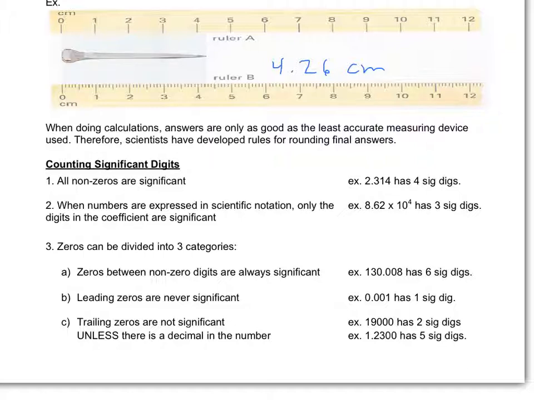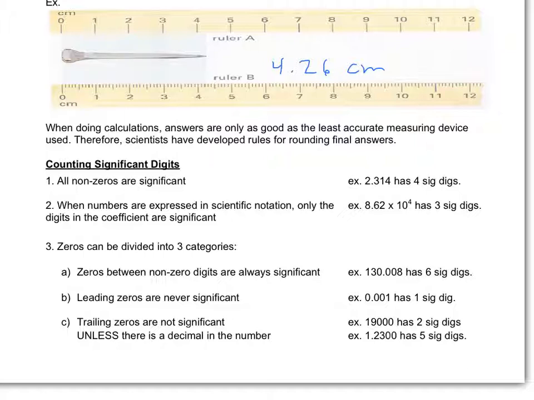Here are the rules. Rule number 1, all non-zero digits are significant. For example, the number 2.314 has 4 significant digits in it. Rule number 2, when numbers are expressed in scientific notation, only the digits in the coefficient are significant. For example, if I have 8.62 times 10 to the 4, only the numbers in the coefficient are significant. So 8.62, that's 3 significant digits.